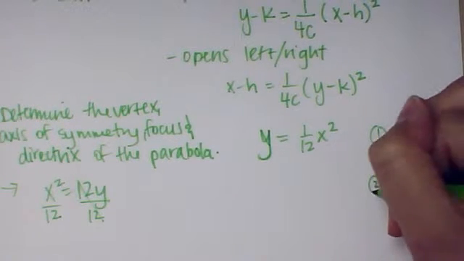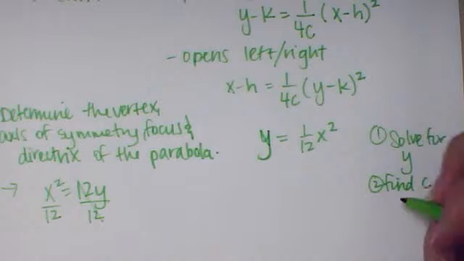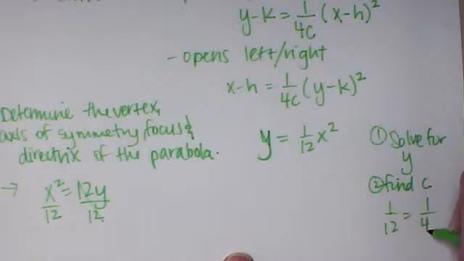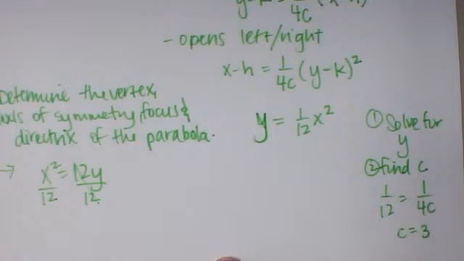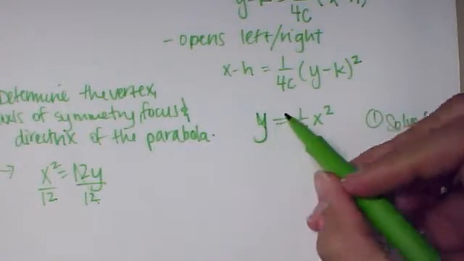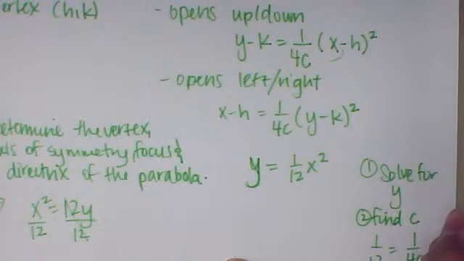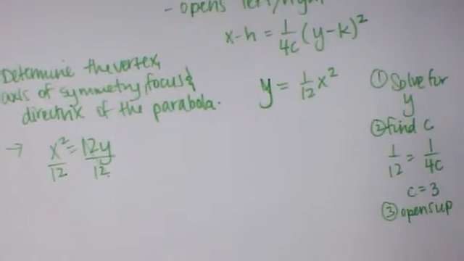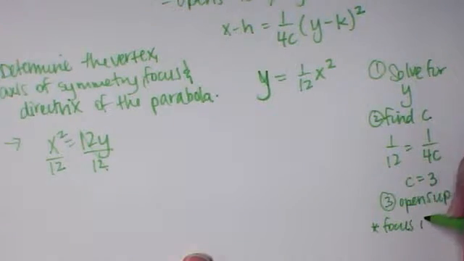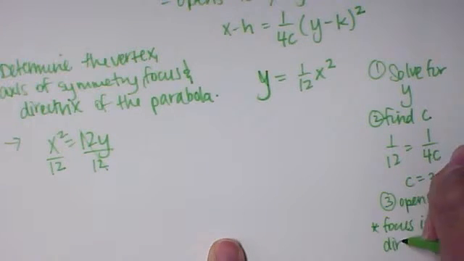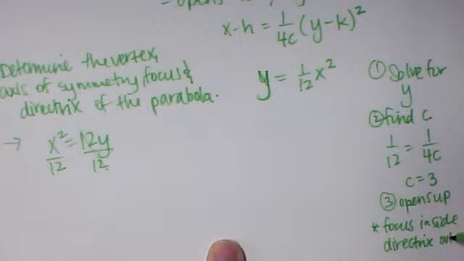Then we want to find c by doing 1 over 12 equals 1 over 4c. And so, of course, then you should be able to figure out from there that c equals 3 because 4 times 3 is 12. Once we find our c, the third step is, does it open up or down or right or left? Since the y is by itself, that most closely follows this one. Since it's positive, it opens up. And also the focus is always inside, and the directrix is always outside.